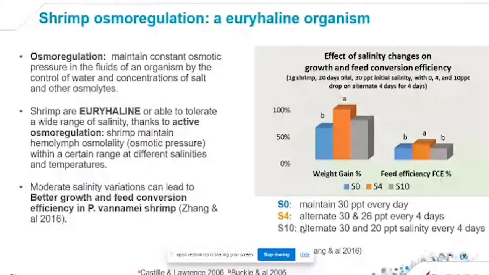increases by 4 ppt or decreases by 4 ppt, as was done in the study on the right-hand side, do not affect the growth. In fact, that study found that by increasing and decreasing the salinity by 4 ppt every 4 days, the shrimp grew better than the shrimp that were kept at a constant 30 ppt salinity.